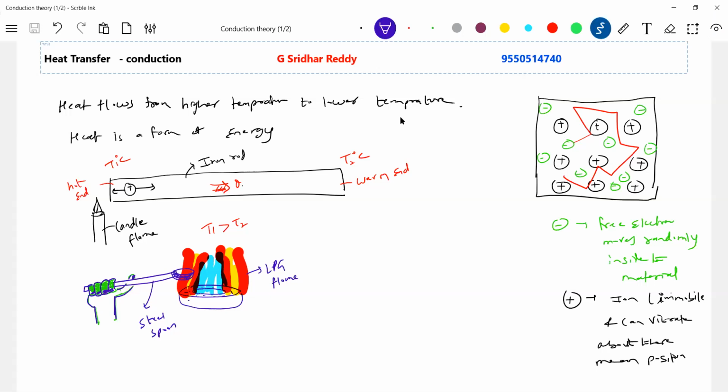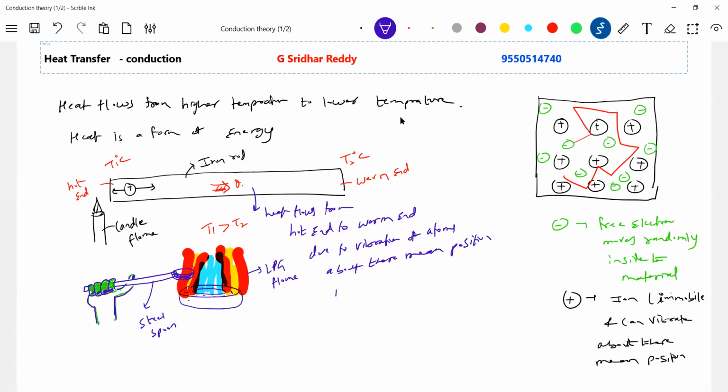Okay, clear. So what is the comment we can write? Heat flows from hot end to warm end due to vibration of atoms about their mean position and random motion of free electrons. Okay, it is what is responsible.